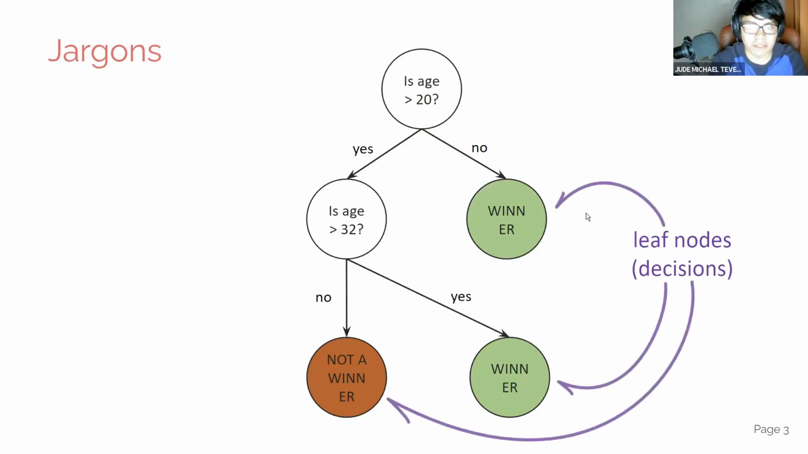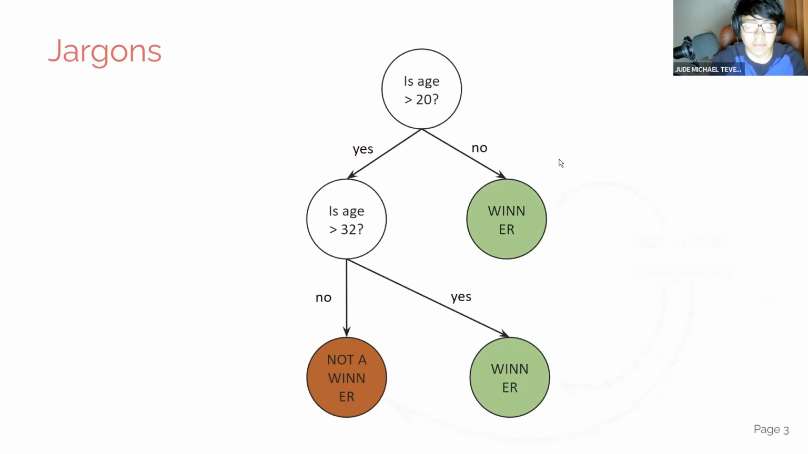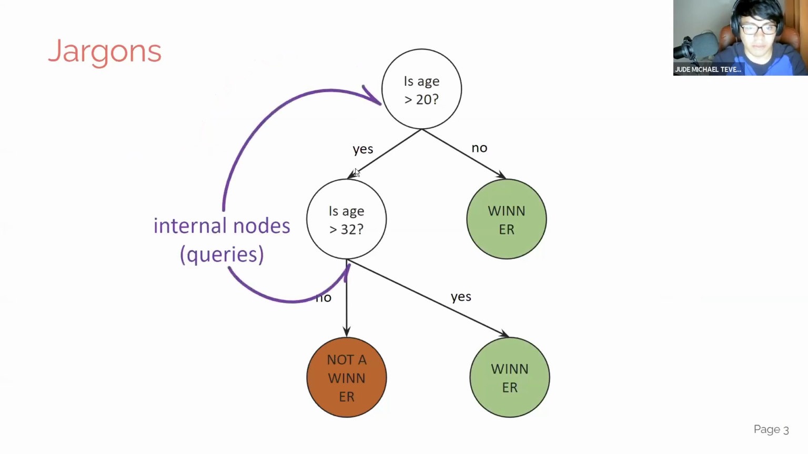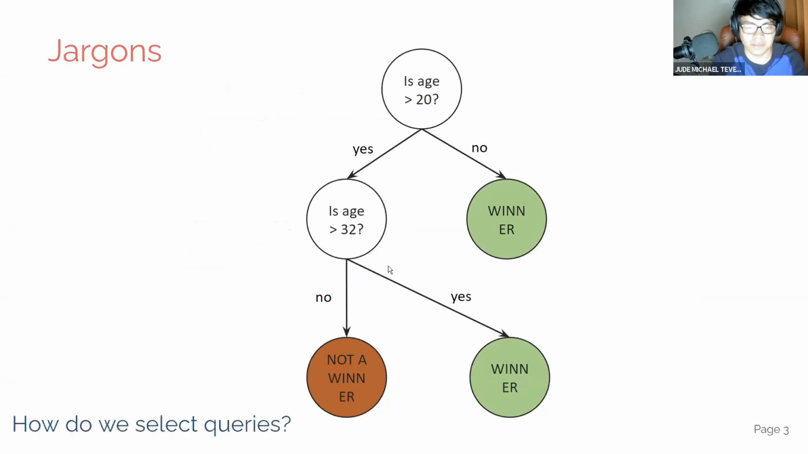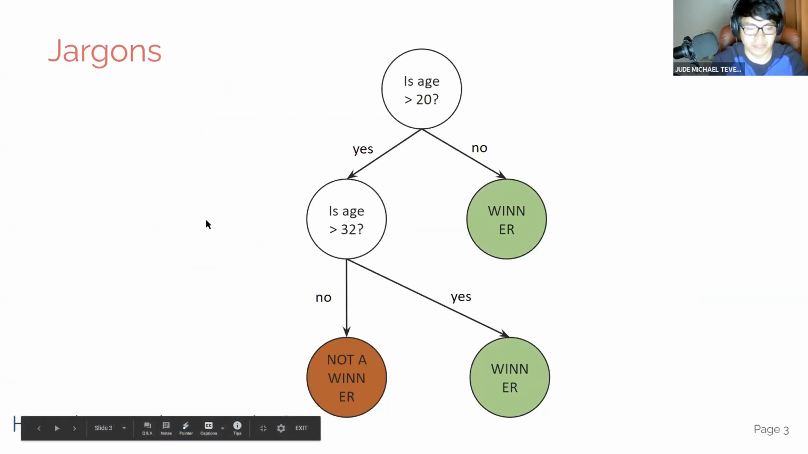But before that, let's mention the jargon that we're going to use. The leaf node is the decision. Of course, this is the root node. And the internal nodes are the queries, so the questions that we are asking the model. And the main question really is, how do we select the queries?